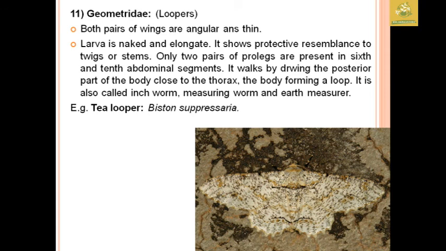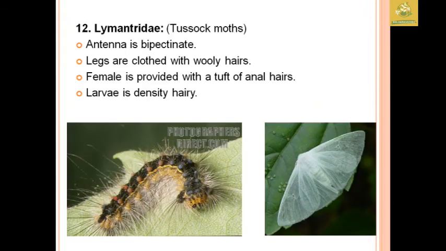And after that, the 11th family we are going to see is Geometridae, which is mainly composed of loopers. The better example is the tea looper, and the scientific name is Biston suppressaria. Regarding the important characteristics among this group of larvae, the larva is said to be naked as well as elongated, and the wings of the adult are said to be angular and thin in nature. And the 12th one is Lymantriidae, which comprises tussock moths, and the antenna is said to be bipectinate.